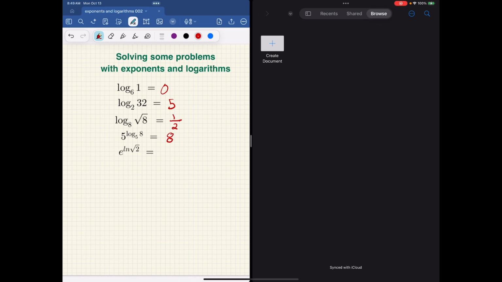And finally, e to the natural logarithm of the square root of 2, e to the ln square root of 2. Well, ln is just log base e. So this is asking, what is the number to which we have to raise e to get the square root of 2? So e raised to that number is just the square root of 2.